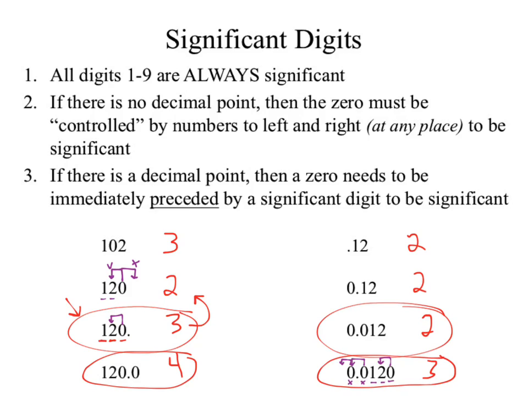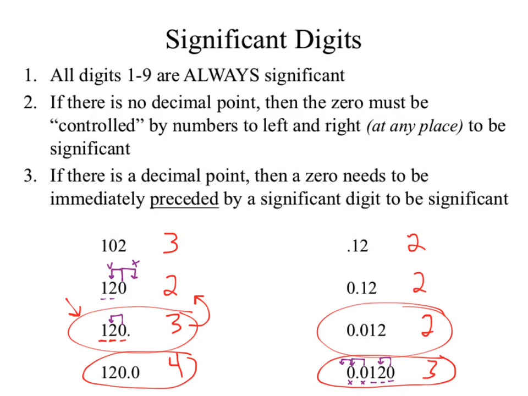If we move to the 120, no decimal point, that one has a different rule set. With no decimal point, I have to have a significant digit to the left and to the right. So that means that 0 is not significant. Does that work? Yeah. Bianca first. Did you still have your question?